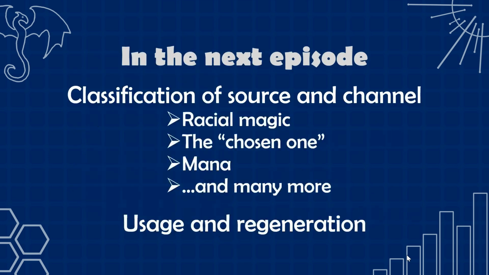In the next episode, I'll talk about the two remaining components of magic systems, the source and the channel, how we can classify them and isolate some special cases, and also how they are used.